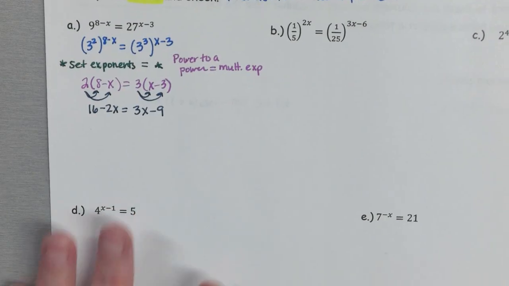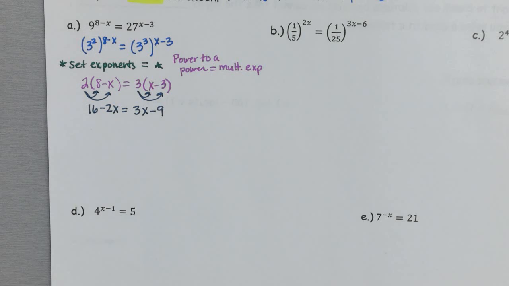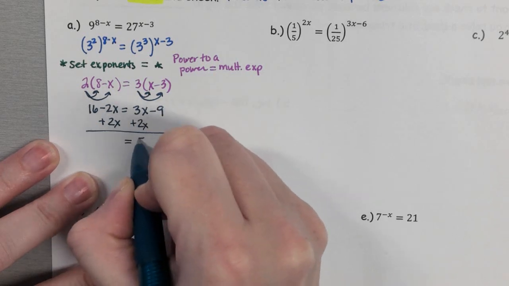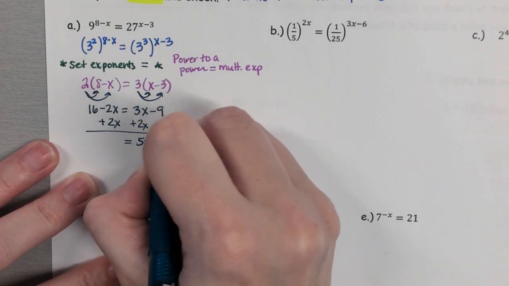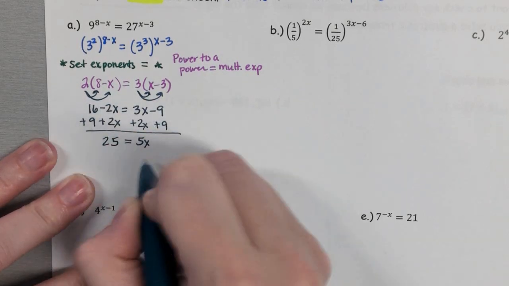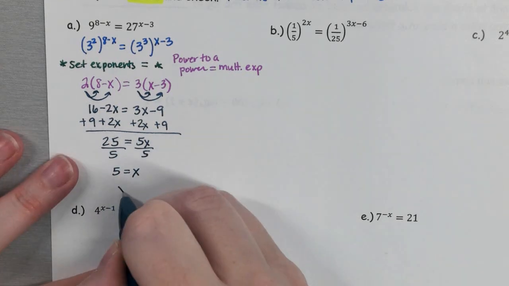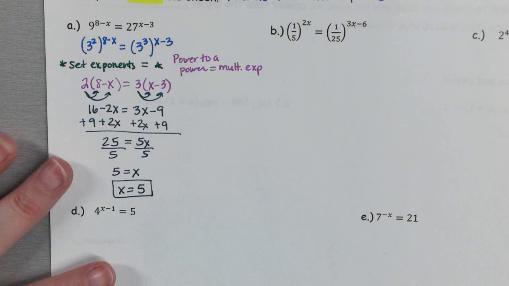Okay, and then can you guys solve that for x, please? So get all your x's on one side. Get all your numbers on the other side. And it really doesn't matter what side you move them to. A lot of times we try to keep the x's positive, but again, it does not matter. Either way, you will end up with what for x? 5. Okay, so x equals 5, that is your final answer.